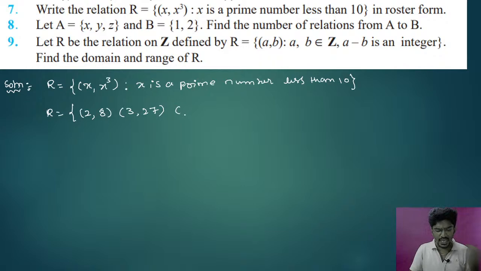Next, 4 I can't write because 4 is not prime. I can write 5. 5 is a prime number. 5 cubed is what? 125. I can't write 6 because 6 is not prime. I can write 7, but here you have to write 7 cubed. So what is 7 cubed? 343. 8 I can't write, it is not prime. 9 I can't write, it is not prime. Therefore, this is your answer.